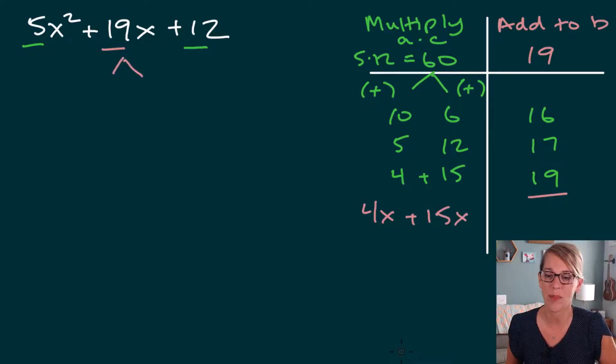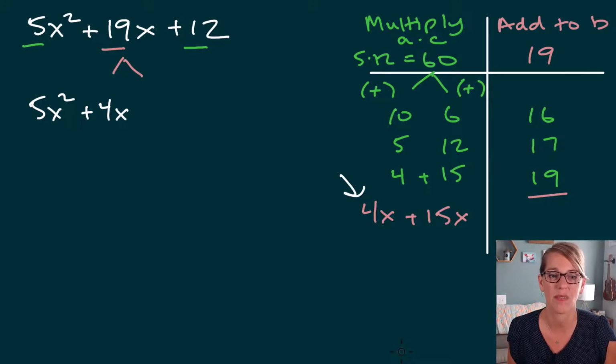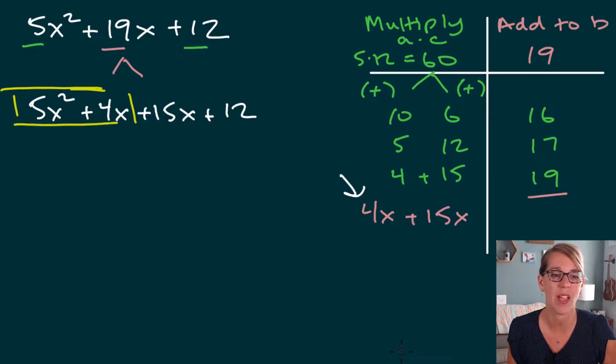Okay, so as I split that one up, here comes my brand new polynomial. I get 5x squared. I split the 9x up using what I found over here. The order doesn't matter. So plus 4x plus 15x plus 12. Now I'm going to find some GCFs and I'm going to group these off in pairs.